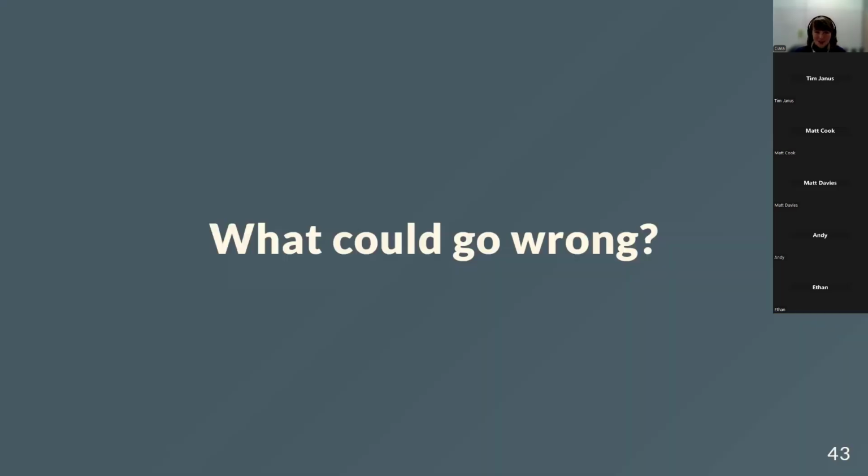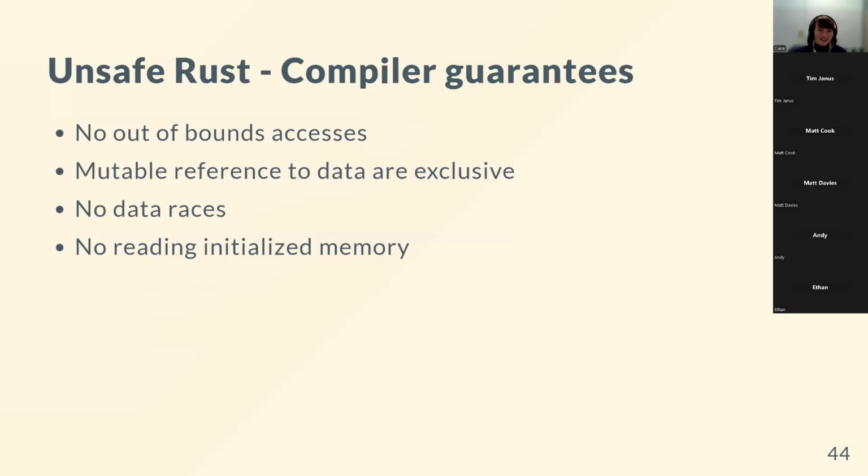What could possibly go wrong? This seems, so far, all you have to do is uphold some guarantees and you're golden. Well, the compiler has quite a few guarantees that it makes. It guarantees that you're not going to have any out-of-bounds access in Safe Rust. Mutable references to data are exclusive. We're not going to have any data races, and we're not going to read uninitialized memory. And that's not the only set of guarantees that we have, but those are the main ones.